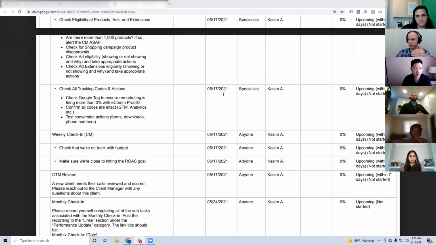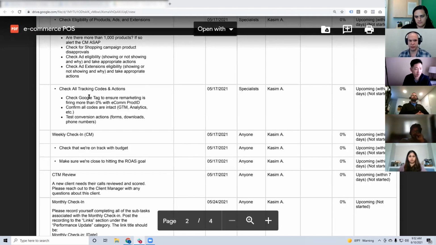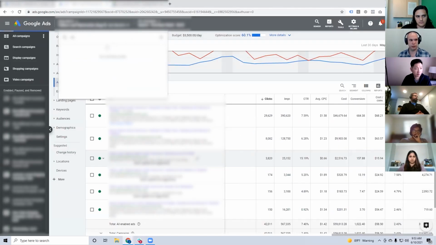I can't tell you how often this happens. It just happened yesterday as an example. It happens all the time. So make sure that your tracking codes are there. Check Google Tag to ensure remarketing is firing more than 0% with ecom prod ID. This is huge. I'll give you a really good example.